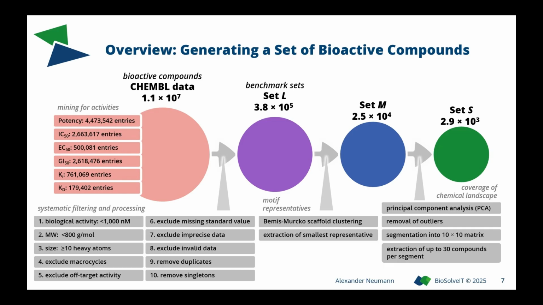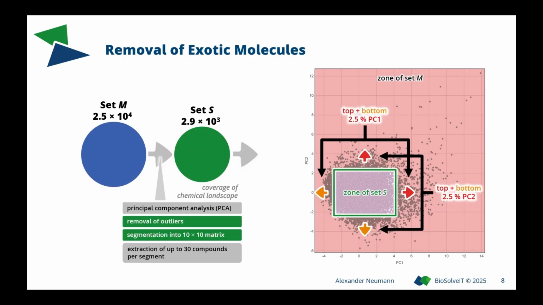And then we went further. This is where I would like to go a little bit into detail. So in the shrinking of set M to set S, we wanted to have the most diverse representation of the chemical landscape of bioactive compounds. So the first thing we did was a principal component analysis. Ultimately, taking a lot of molecular features into account, we wanted to reduce it into a two-dimensional world. So basically we then calculated PC1 and PC2.